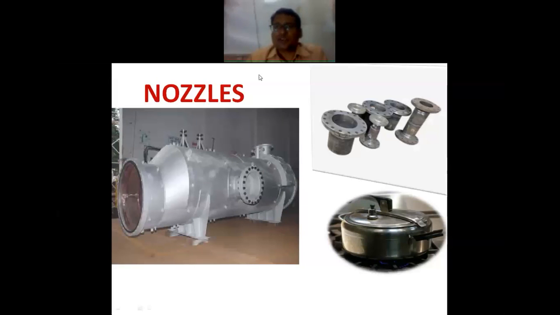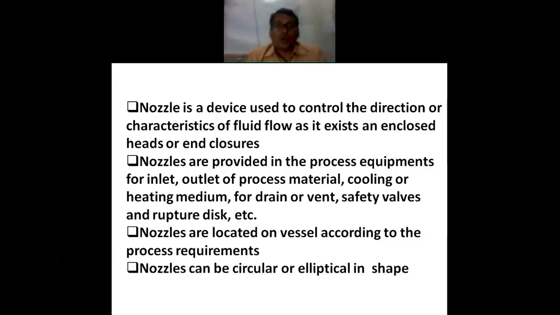So nozzles actually look like this. The pipe that is there, and to that pipe a flange is welded. So this is a nozzle. This nozzle is to be attached to the vessel. A nozzle is a device used to control the direction or characteristic of the fluid flow as it exits an enclosed head or enclosure.